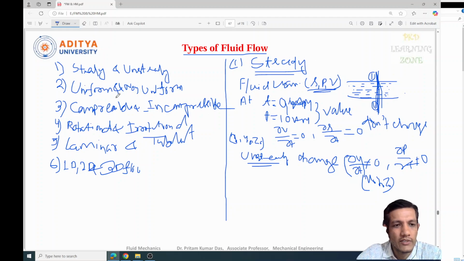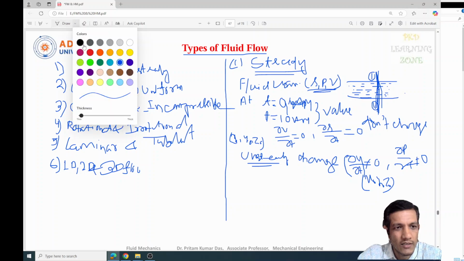Now the next one is uniform flow and non-uniform flow. Uniform and non-uniform are also simple. Let me write here. I'll take it.